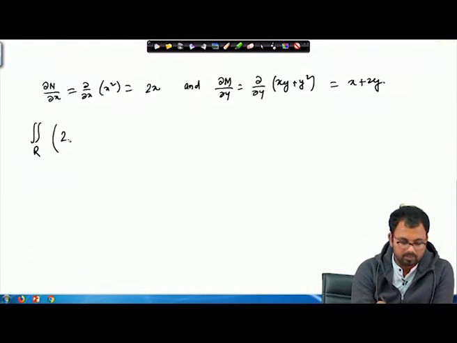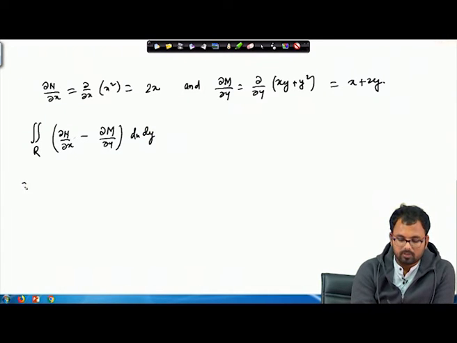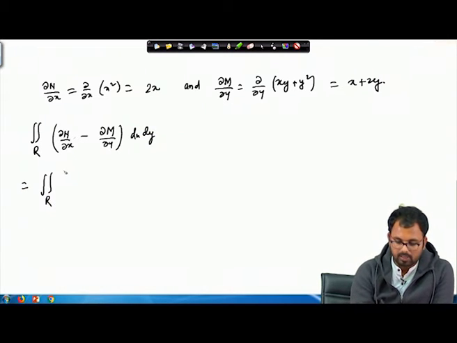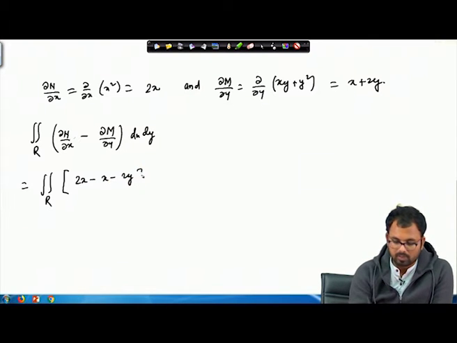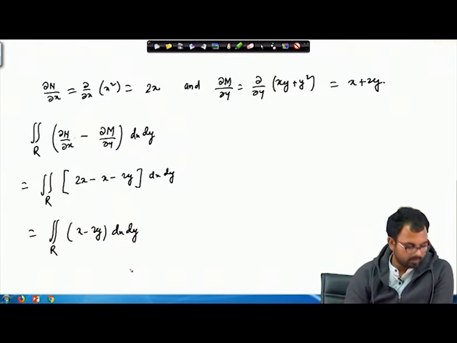So, ∂N/∂x, which is 2x, minus ∂M/∂y. Let me write the expression. So, we have ∂N/∂x minus ∂M/∂y dx dy. So, the surface integral over the region R, ∂N/∂x would be 2x minus (x plus 2y), and then this is dx dy. So, this will be ultimately the integral over R of x minus 2y dx dy, right.